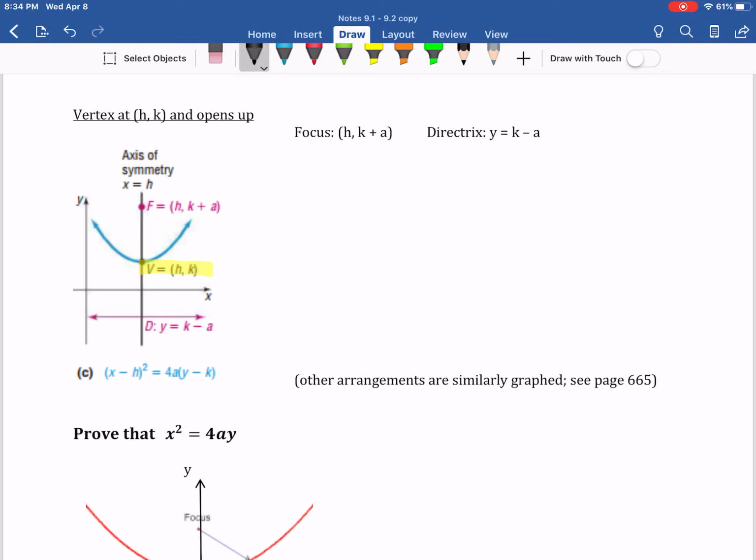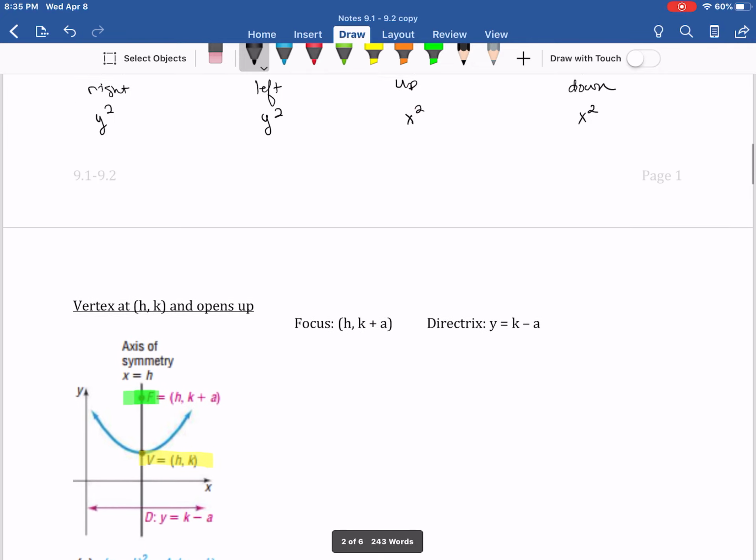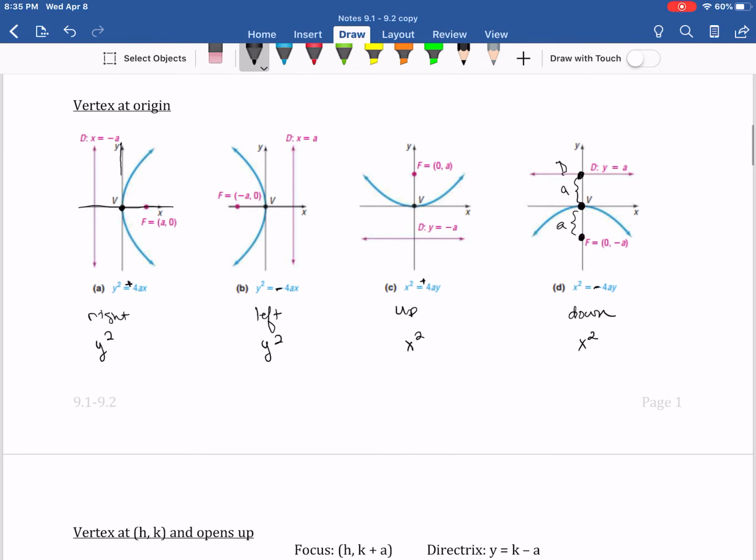H is the x coordinate, K is the y coordinate. Now, something else that I want to point out that I haven't mentioned yet is that the focus point is always inside the parabola, okay? So if you look back up at our examples from the first page, the focus points are always inside the parabola. Here, your focus point on the leftmost graph is inside the parabola.